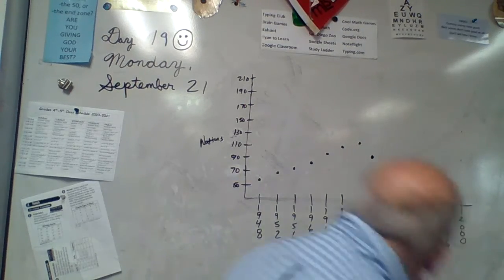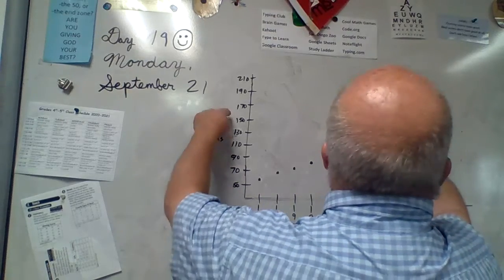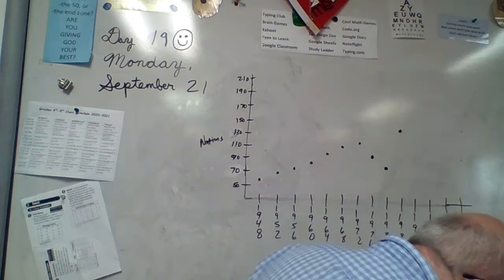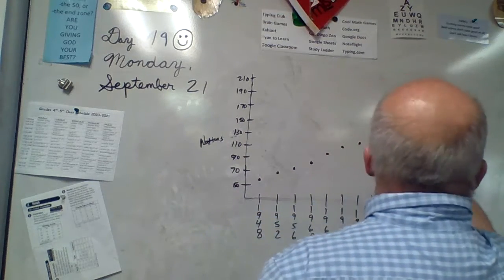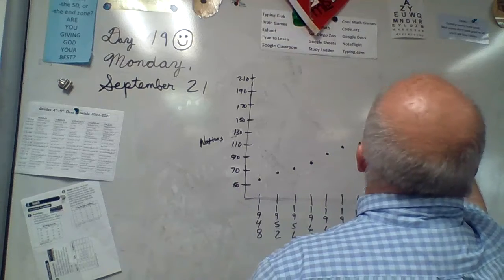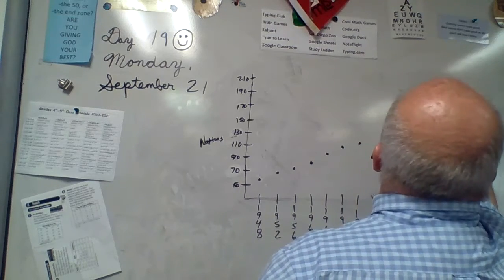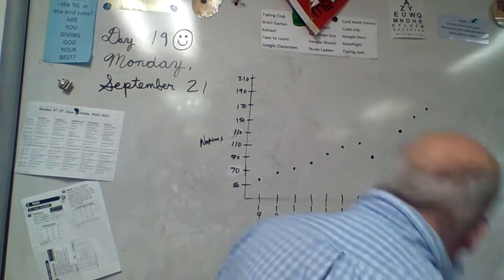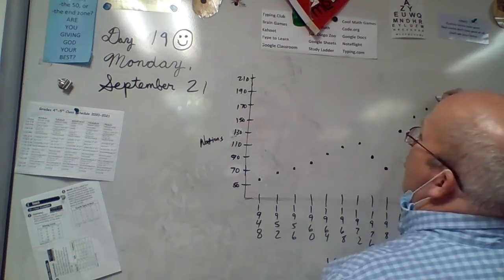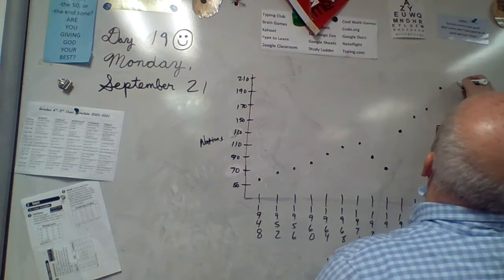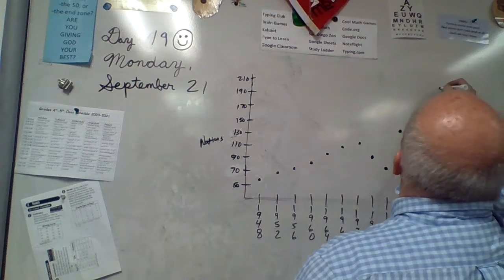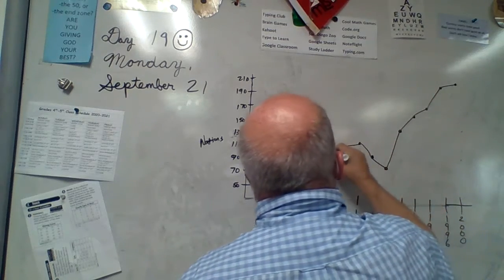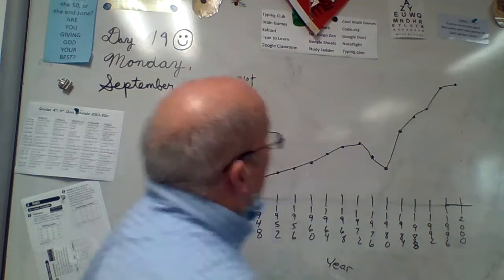And then it went to 140. So all of a sudden, boom, we're up again. 140. And then 159, 169. 159 would be about here. 169 would be about here. And then 197, 199. So the graph is looking like this. So there's our line graph.